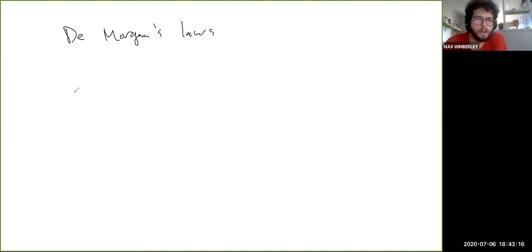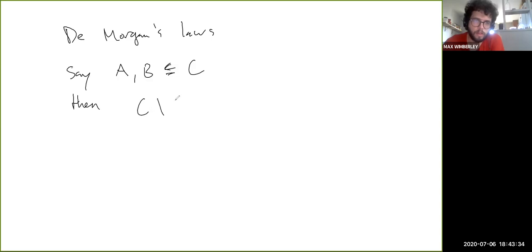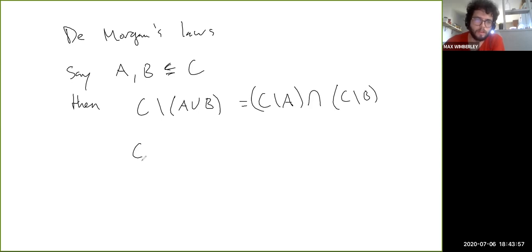So De Morgan's laws. I'm just going to give them to you in a little bit of a simplified way. Let's say A and B are subsets of C. Then the complement of the union of A and B is the intersection of the complements. And the complement of the intersection is the union of the complements.